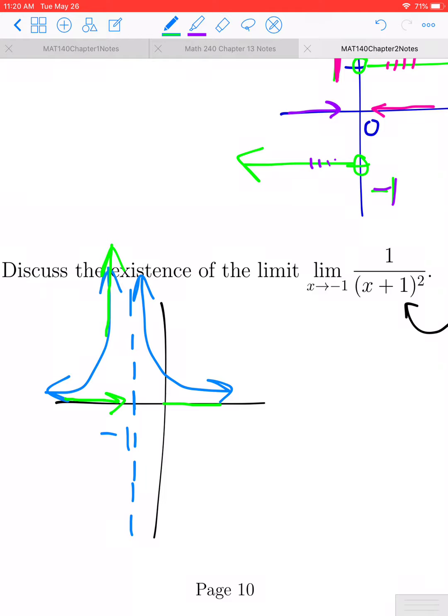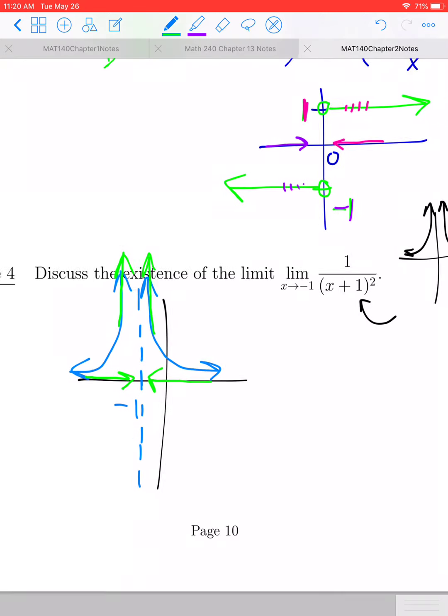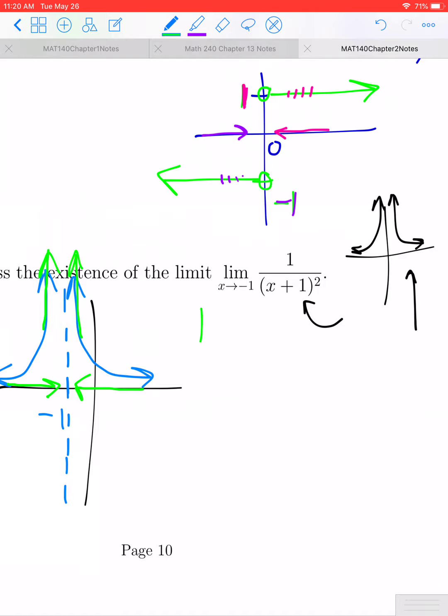Likewise, as we approach negative 1 coming in from the right-hand side, the function values are again getting larger and larger without bound because it's approaching positive infinity. And so we would say that this limit does not exist. As x approaches negative 1, the function values are approaching positive infinity. They're not approaching a fixed real number L.